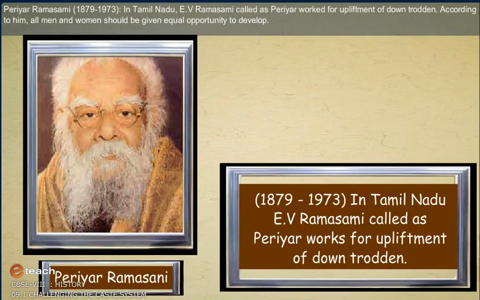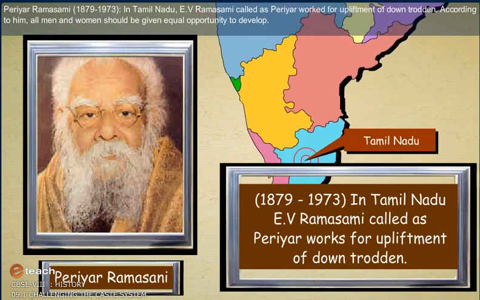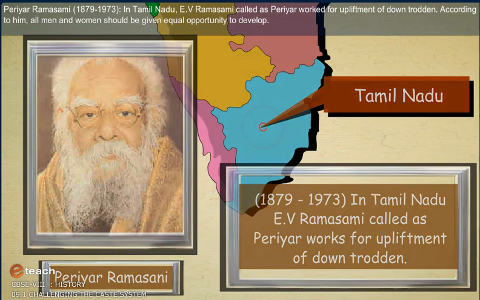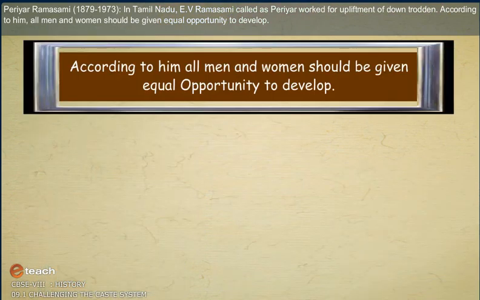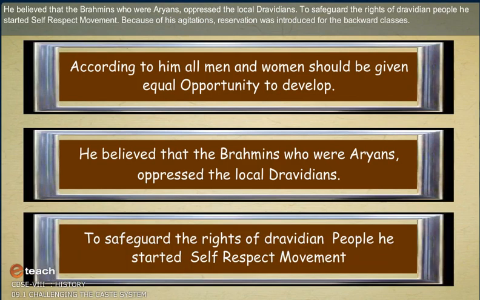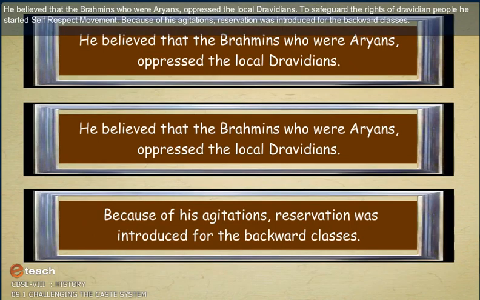Periyar Ramasamy, from 1879 to 1973. In Tamil Nadu, E.V. Ramasamy, called Periyar, worked for the upliftment of the downtrodden. According to him, all men and women should be given equal opportunity to develop. He believed that the Brahmins, who were Aryans, were oppressing the local Dravidians. To safeguard the rights of Dravidian people, he started the self-respect movement. Because of his efforts, reservation was introduced for the backward classes.